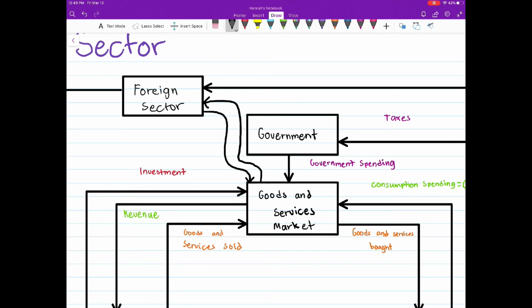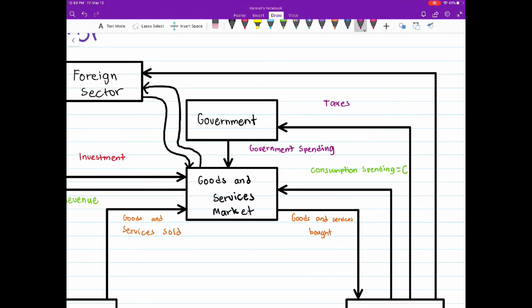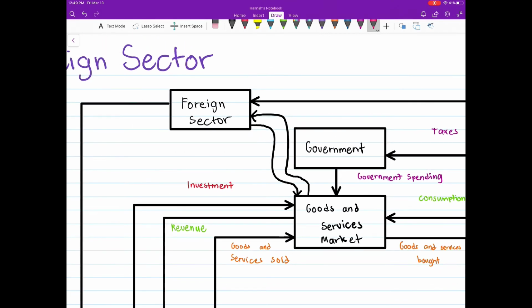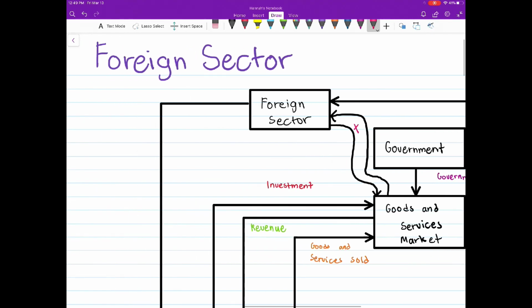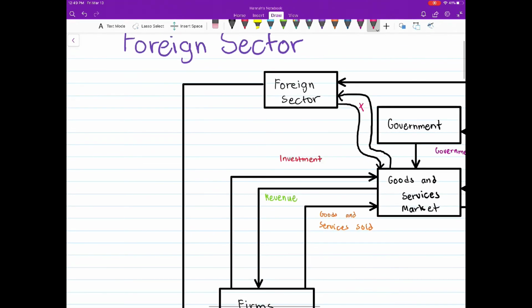Like I labeled the others already, I forgot to put tax and stuff, but we don't need that right now. X is for exports over here, and then imports is actually M. Whoops, sorry, I hit the mic. So foreign sector going to the financial market.